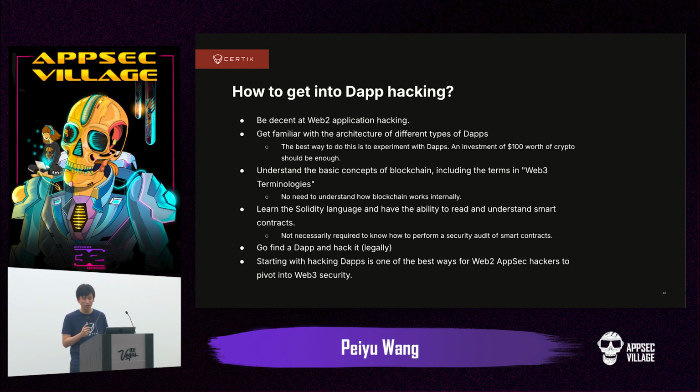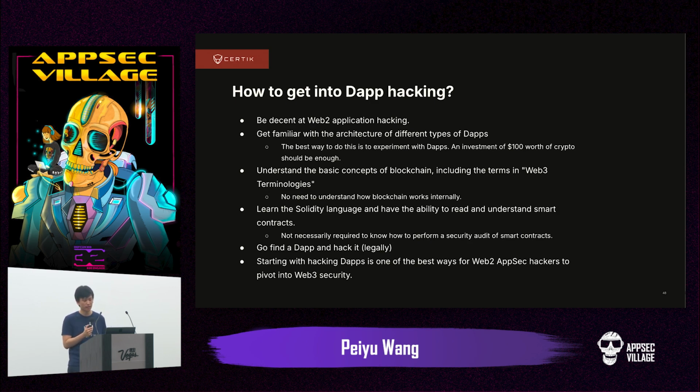So if you want to get into Dapp hacking, I would suggest you first be decent at Web2 application hacking, because at the end of the day, there are tons of Web2 components, and you need to be familiar with the architecture of different types of Dapps. That way you will know what the attack surfaces are for this app, and the best way to do it is to play around with Dapps to experiment with them. An investment of about $100 of crypto, which will probably be wasted in gas, is going to be enough.